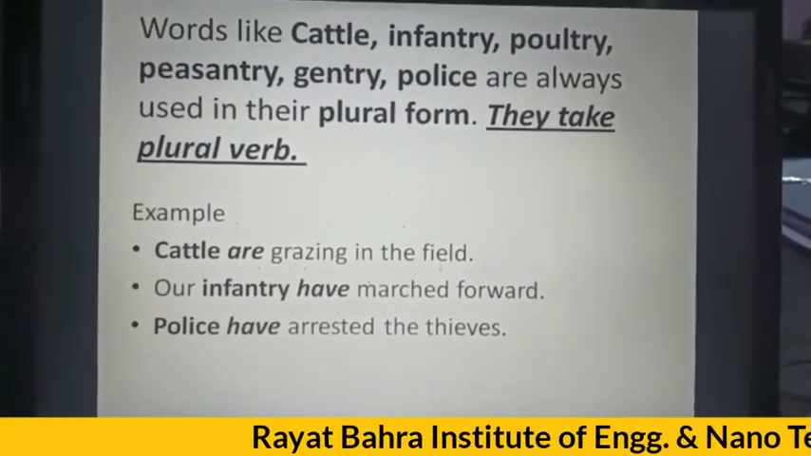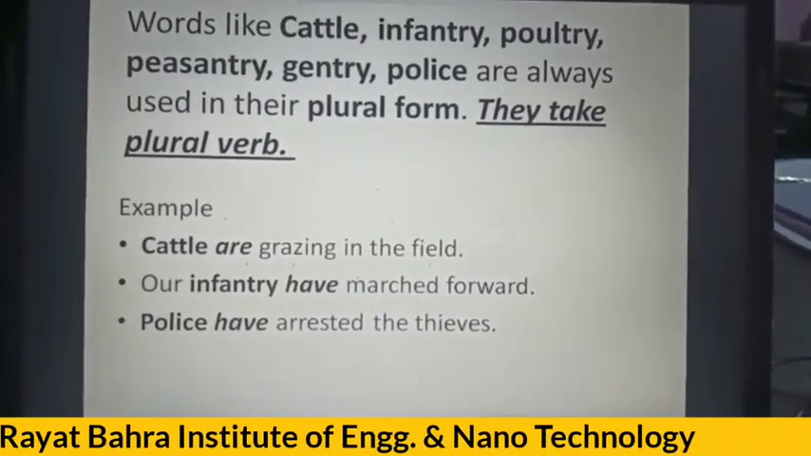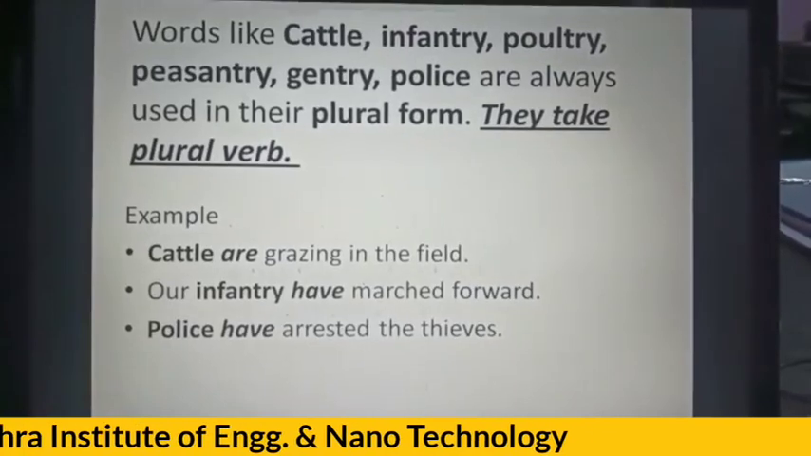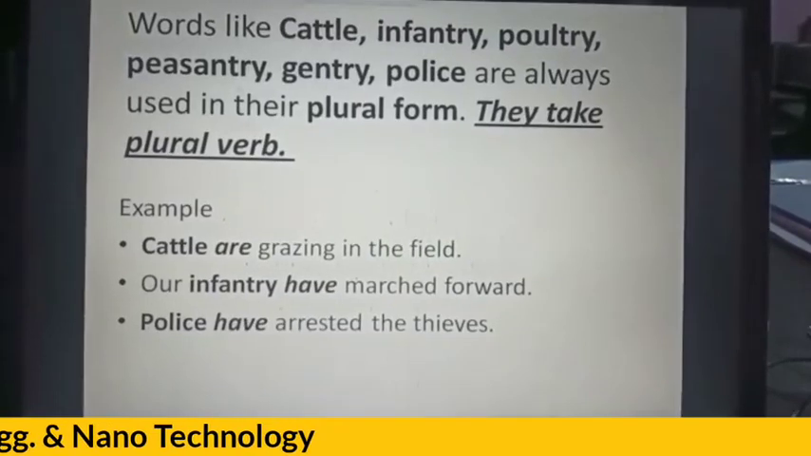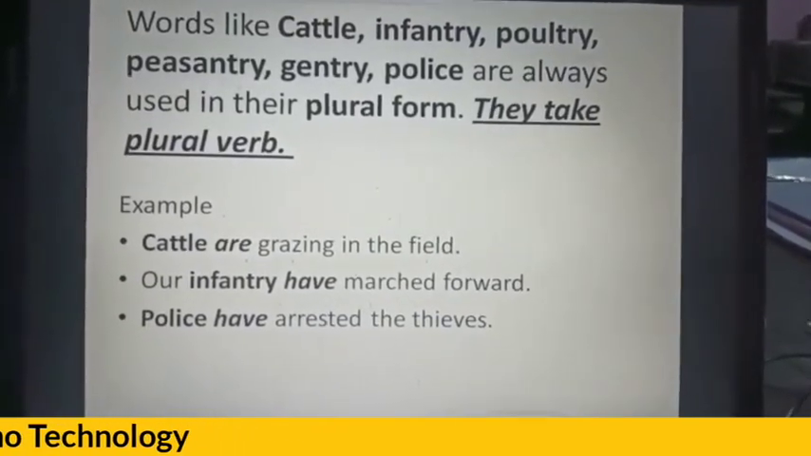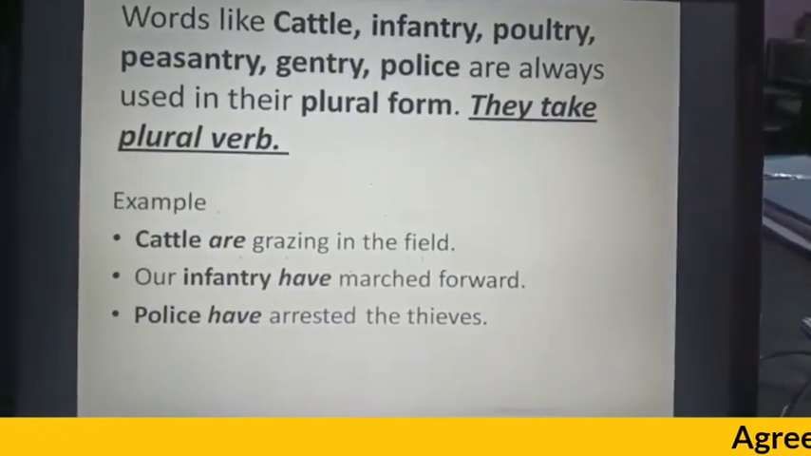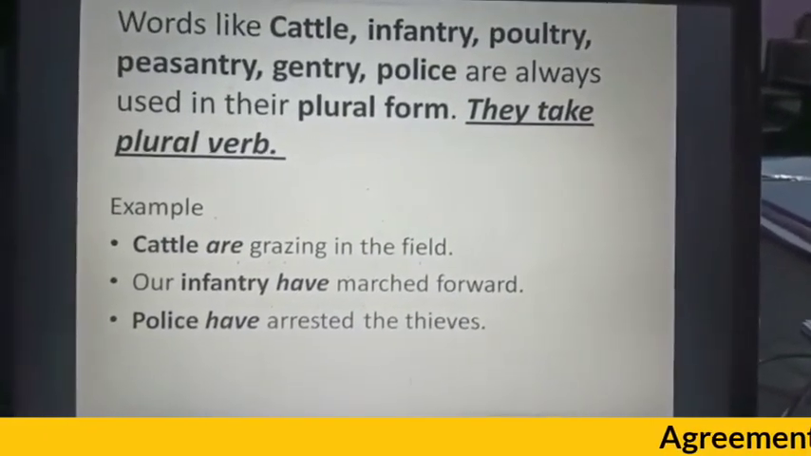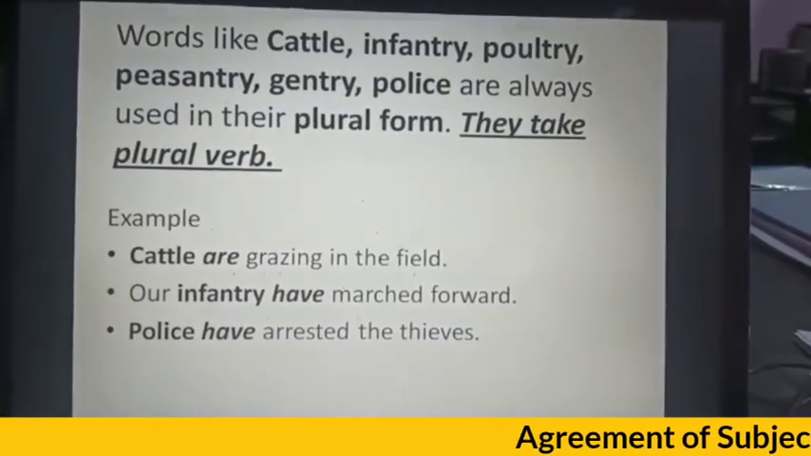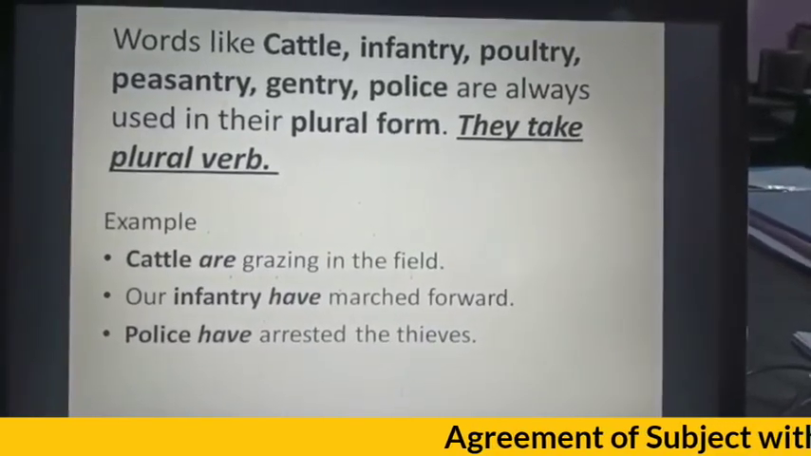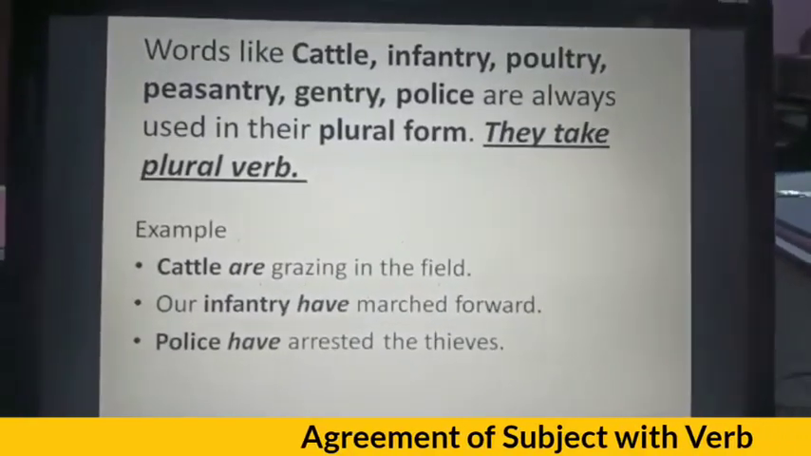Words like cattle, infantry, poultry, peasantry, gentry, police are always used in their plural form and they always agree with a plural verb. It would be wrong to say cattle is grazing. The right sentence is cattle are grazing. It would be wrong to say our infantry has. The right sentence is our infantry have. It would be wrong to say police has. The right sentence is police have. So whenever we use these words, we have to take a plural verb with them.